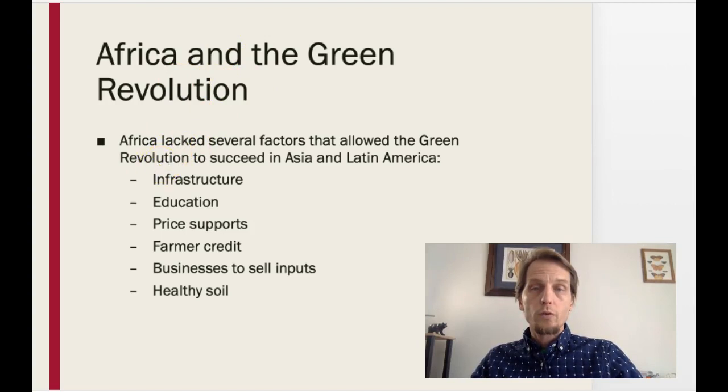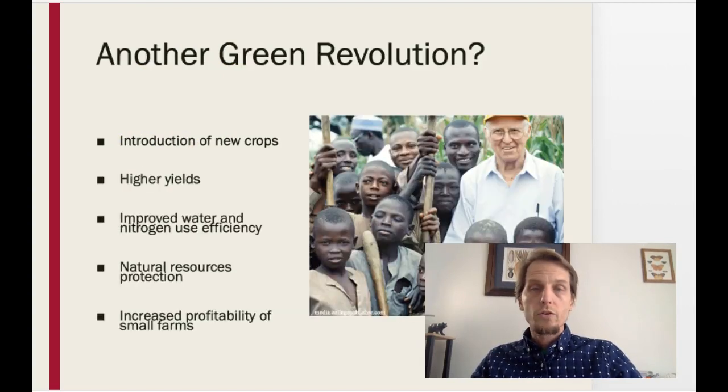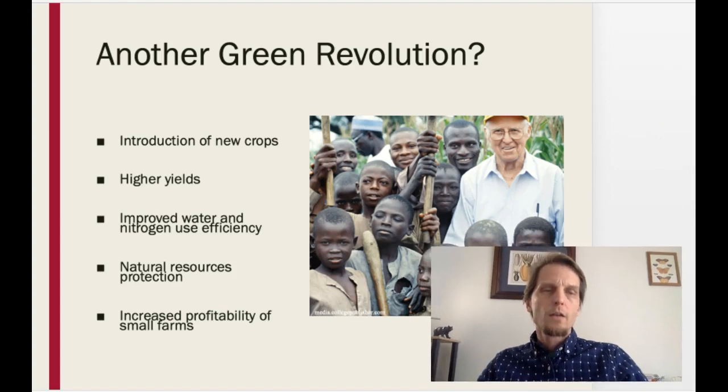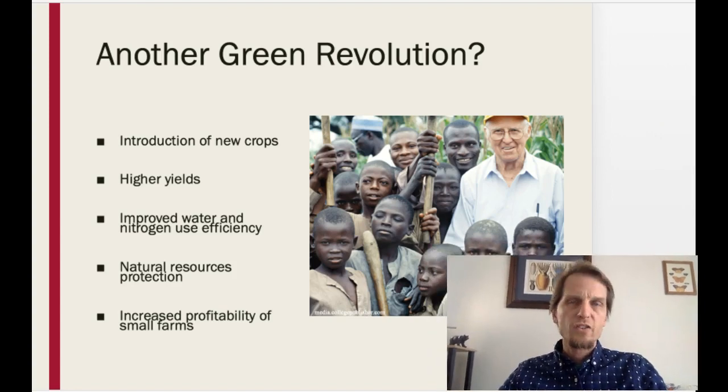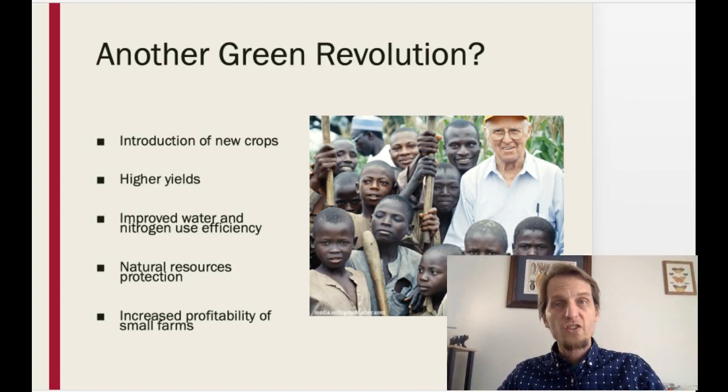Africa and the Green Revolution. So here's another picture of Norman Borlaug and such. What we're in need of possibly now is another green revolution. There are skeptics. There are critics of the green revolution because of what it's done to the environment. It hasn't totally destroyed it, but it's definitely depleting. We do see soil erosion.